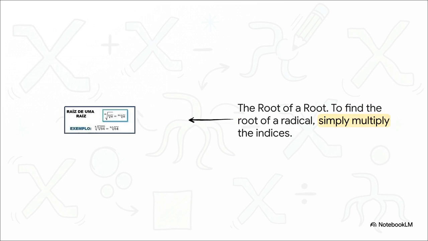That's it. And what about this crazy thing, a root of a root? This is even easier. You just multiply the two indices together. So a cube root of a square root, you just do 3 times 2, it becomes a single sixth root. It's literally just a multiplication problem.